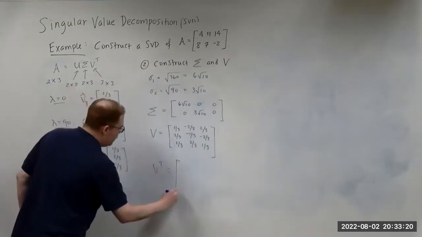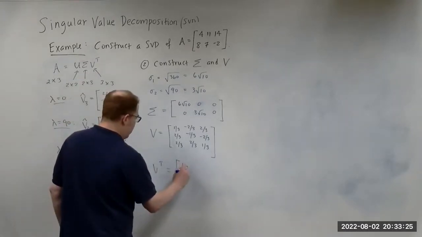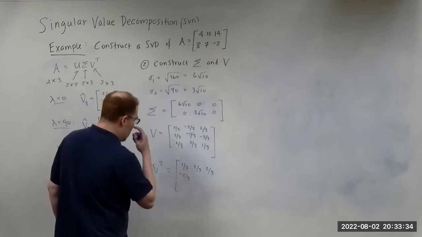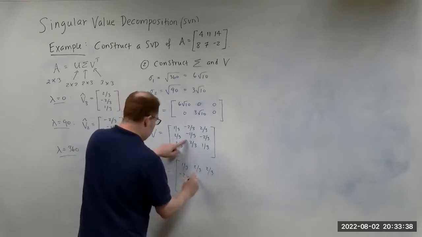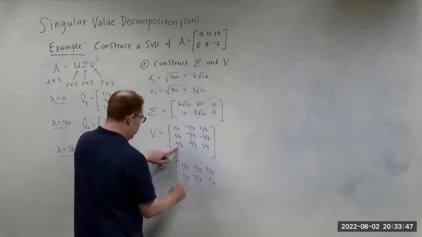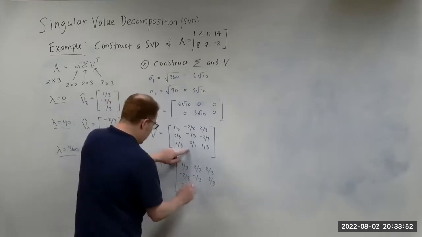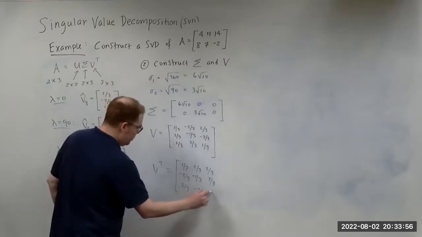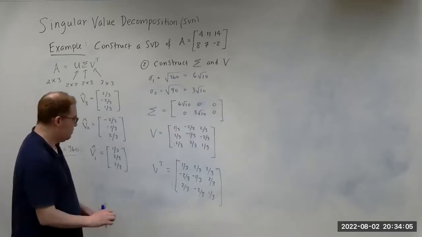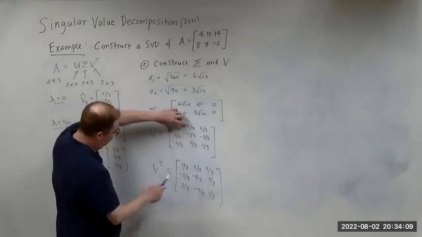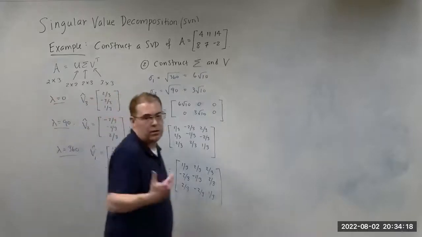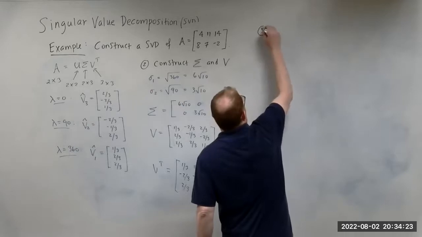Then we need V transpose, so we just take the transpose of that. It's going to be 1/3, 2/3, 2/3, and then minus 2/3, minus 1/3, positive 2/3, and then 2/3, 2/3, and 1/3. That should be it. Let me make sure I'm not messing up a sign here. Okay, everything looks good. The diagonals will be the same, and these other values will switch around. All right, so now the next thing is to construct U, our unitary matrix.